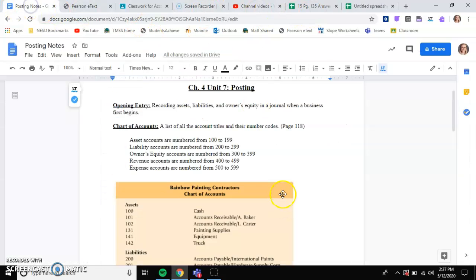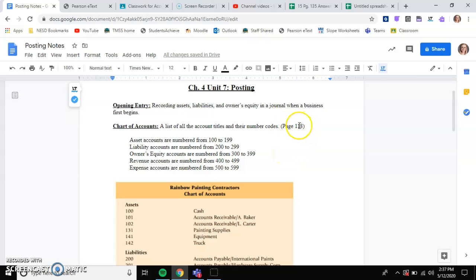So I am now going to go back to these notes. I'm going to post these notes today as well. And what's an opening entry? It records all your assets, liabilities, and owner's equity when the business first begins. I'll show you what that looks like in exercise 8 at the end of this video. For now, we're going to talk about the chart of accounts and how you get their numbers.